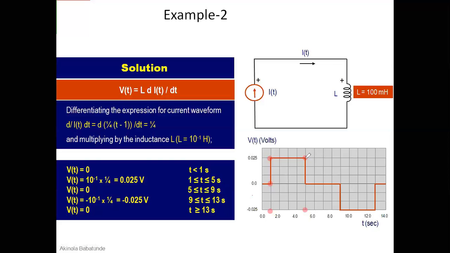Also, from 5 to 9, our voltage is constant, it is 0. So you can see we are picking it from 0 here right up to where we get to 9. Also, from 9 to 13, our voltage is constant, it is minus 0.025. So you come down to minus 0.025, and it's going to be constant until we get to 13. When time is greater than 13, our voltage is 0. So from 13 upward, voltage is also 0. If you connect all of the dots together, this is what you have as your voltage-time graph for that particular circuit.